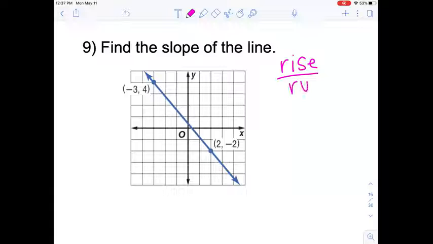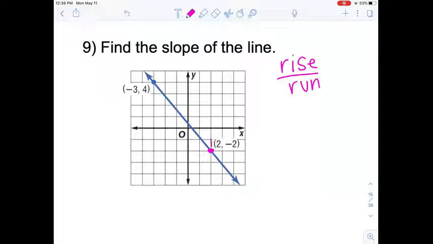Number 9 says find the slope of the line. When we're given a graph, it's easiest to just do rise over run. You can plug those ordered pairs into our equation and you would still get the same answer, but this is a little bit quicker. We use rise over run when we have a graph. So you start with either one of the points. I'm going to start with this bottom one here.